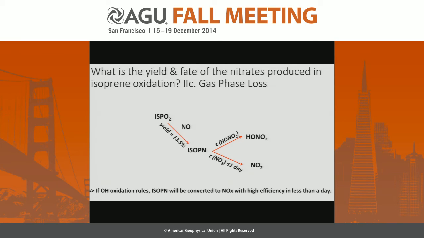And so if OH oxidation rules, then we are going to have a minimal effect of this chemistry. In other words, isoprene nitrates will probably not be a significant way to titrate NOx out of the atmosphere. So now I want to turn to this time constant. And what we're going to have to see is that this is going to have to be competitive with this if we expect the nitric acid formed from this cascade to be important.